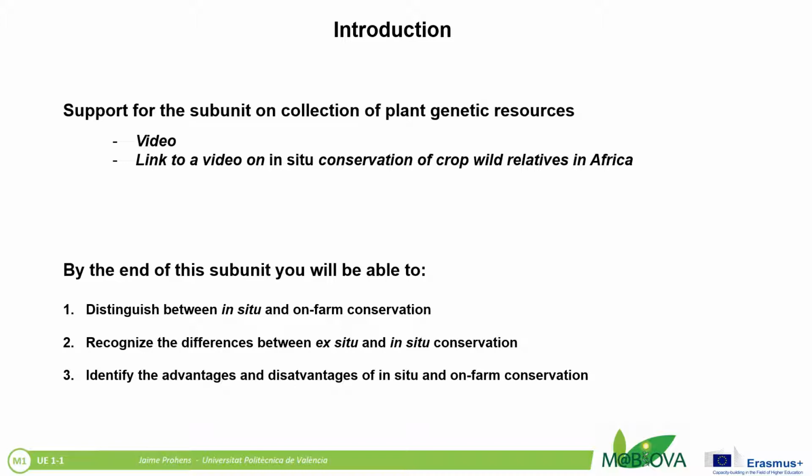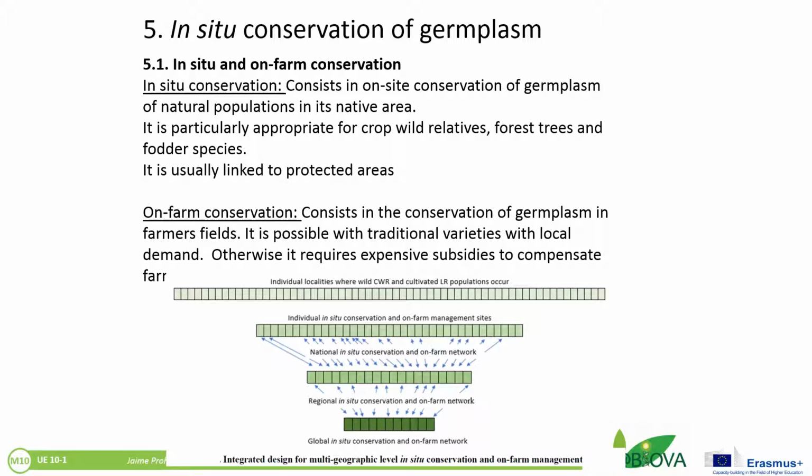and on-farm conservation. The in situ conservation of germplasm consists in the on-site conservation of germplasm of natural populations in its native area. It is particularly appropriate for crop wild relatives, forest trees, and fodder species. Normally, this type of in situ conservation is linked to protected areas.